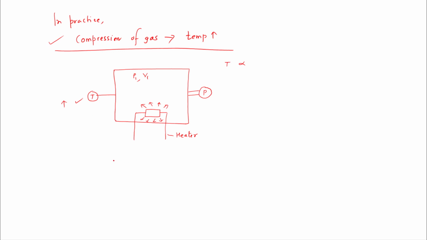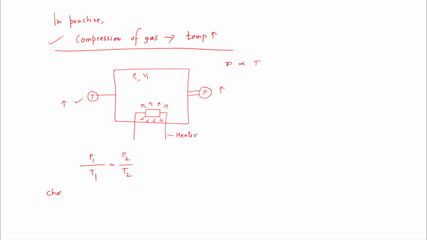As the heater is heating up the gas inside the container, there is an increase in the temperature, and due to that temperature increase, it is also observed that there is an increase in the pressure of the system as well. So we can consider the pressure P is directly proportional to the temperature T. So I can write here, P1 divided by T1 is equal to P2 divided by T2.